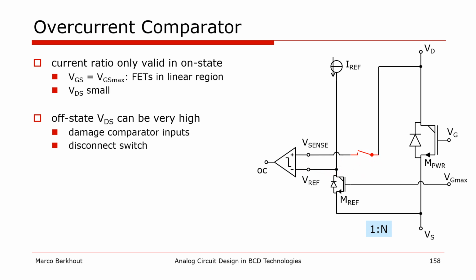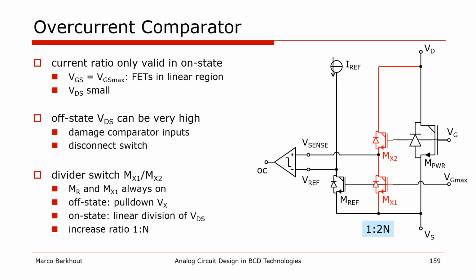This can be done quite elegantly with this circuit that combines the function of a switch and a voltage divider. The gate of the replica FET and the bottom switch FET are always on, with their gates connected to the maximum gate-source voltage. In the off state, the top switch FET is also off and the internal sense node is pulled low. In the on state, both switch FETs are on and divide the drain-source voltage of the power FET by 2. And this adds an additional factor of 2 to the ratio.